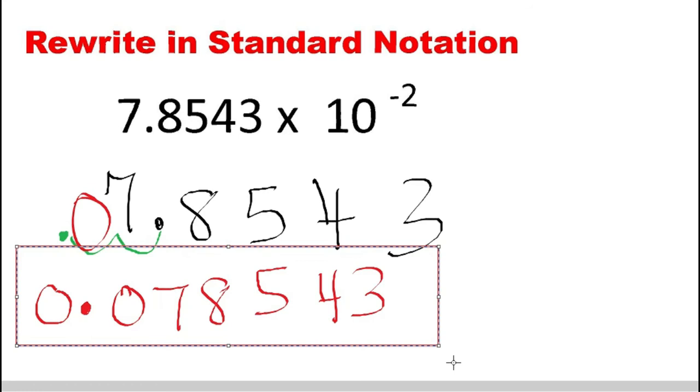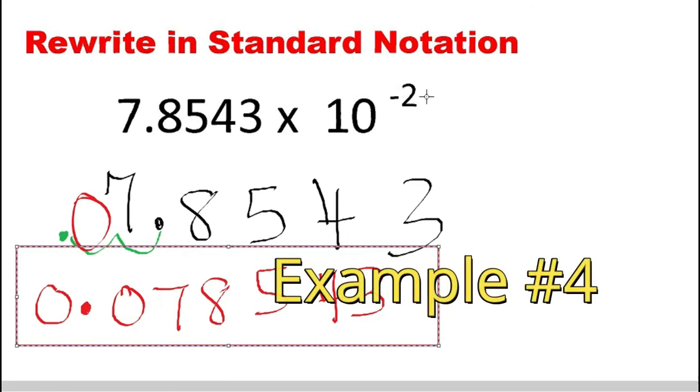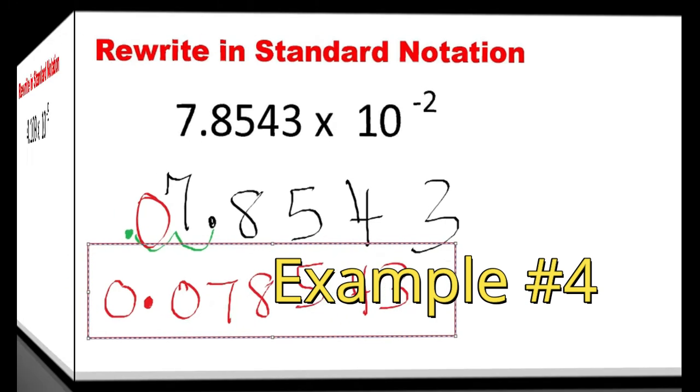0.078543. All right, let's go ahead to the last example for writing from scientific notation to standard notation. This will be our last example. So let's move to number 4.